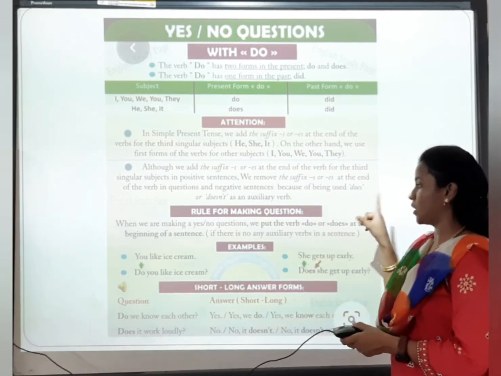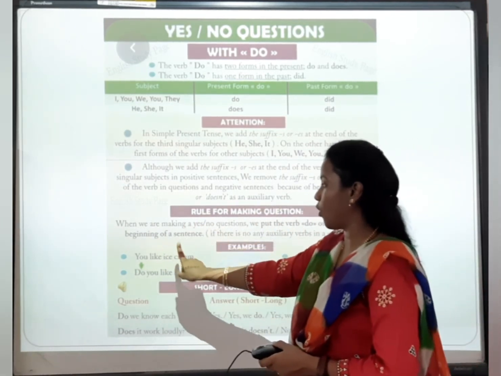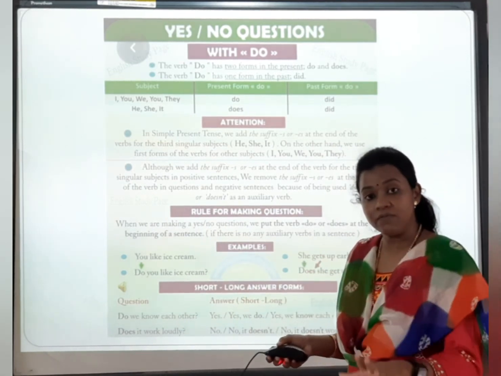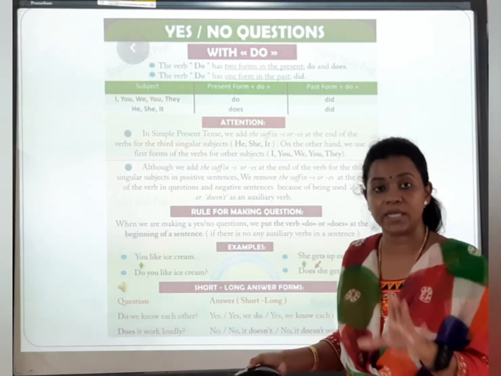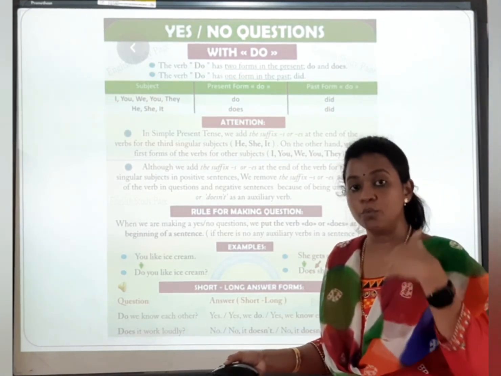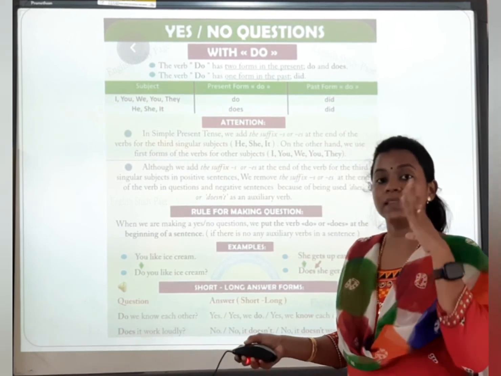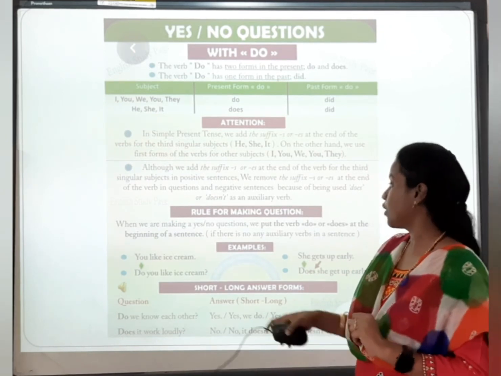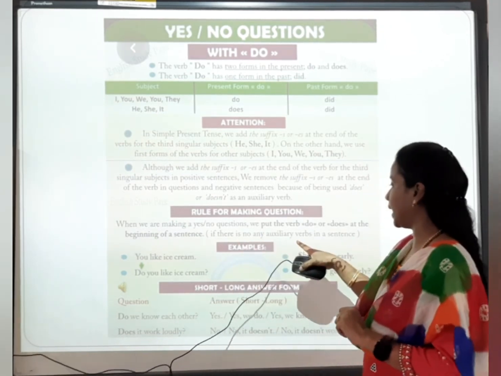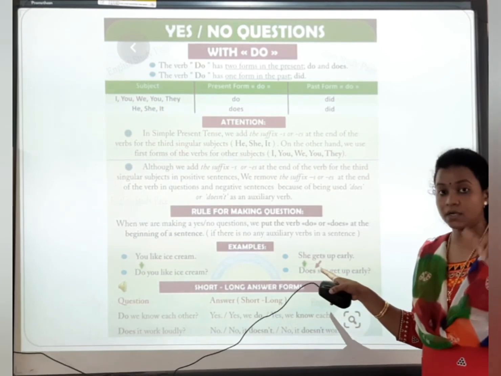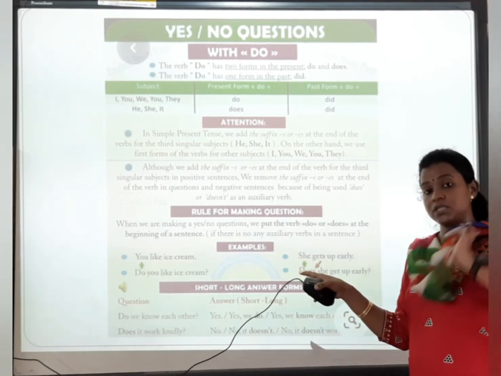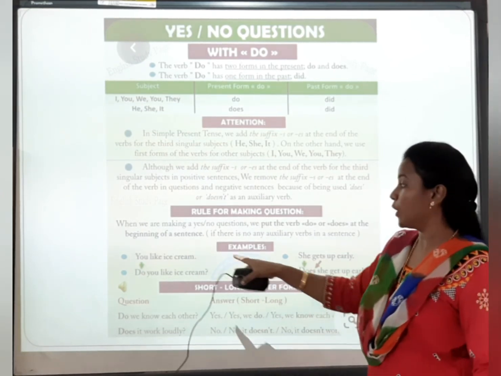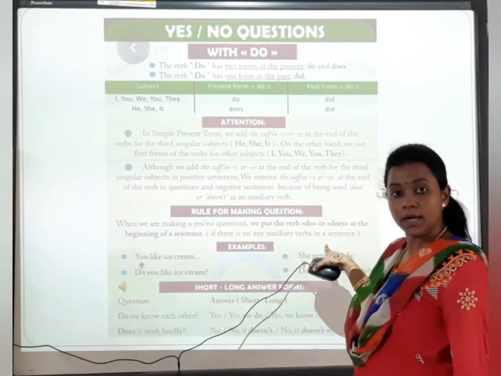Now rules for making questions, that is when we are making a yes or no question, we put the verb do or does at the beginning of a sentence. This I have already explained to you. Whenever we have a singular simple present sentence to make a question of yes or no, at the beginning of the sentence we put do or does. For example, if there is no auxiliary verb in a sentence, that is also there. If we don't have any helping verb in the sentence, we go for do or does.